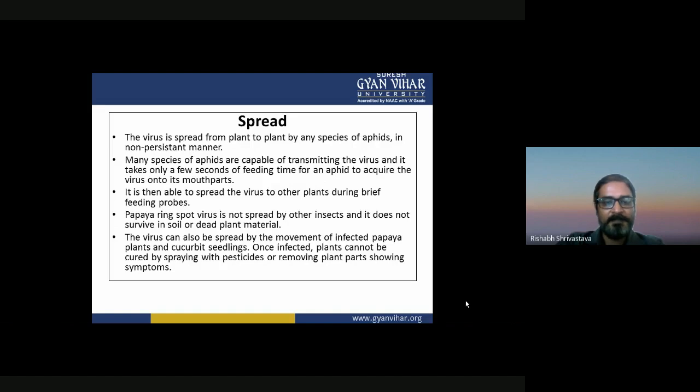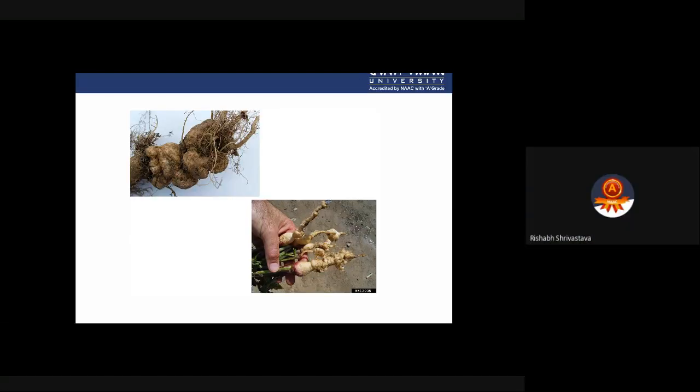Spread: the virus is spread from plant to plant by many species of aphids in a non-persistent manner. Many species of aphids are capable of transmitting the virus, and it takes only a few seconds of feeding time for an aphid to acquire the virus into its mouthpart. It is then able to spread the virus to other plants during brief feeding.